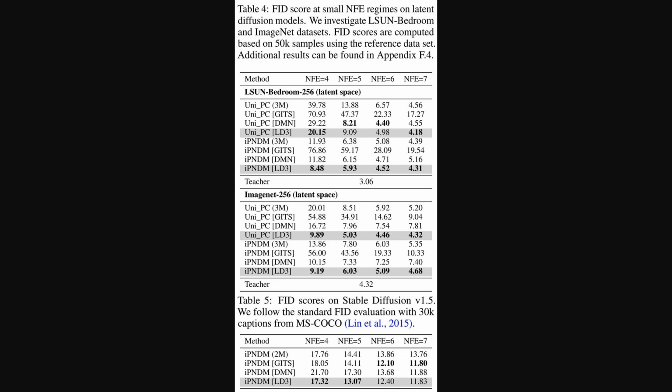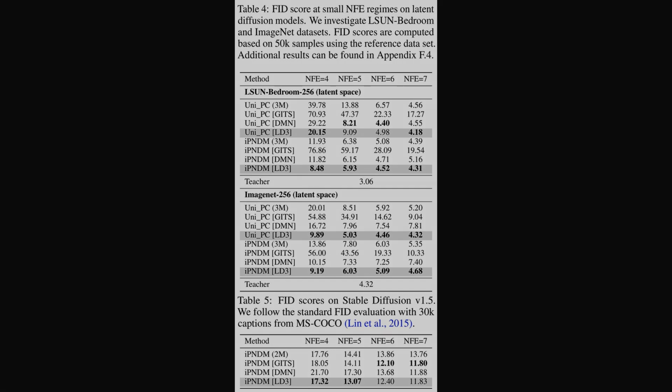Alright, building on that visual explanation, these tables detail the actual performance numbers. We're looking at FID scores. Remember, lower is better, on latent diffusion models for LSUN and ImageNet, and also stable diffusion results. Notice how LD3 consistently achieves lower FID scores compared to other methods, particularly in those really low NFE regimes like 4 or 5 steps. Well, it really shows the benefit of those learned time steps for quality.